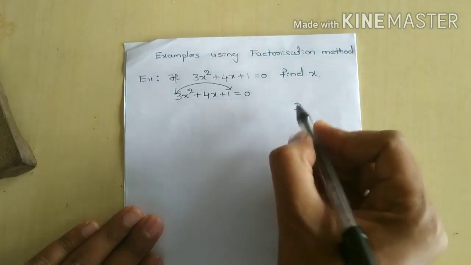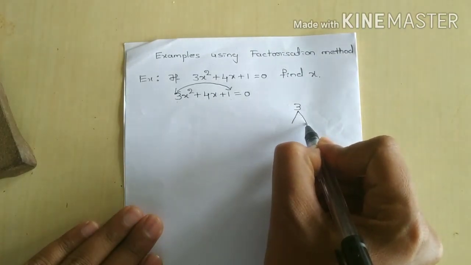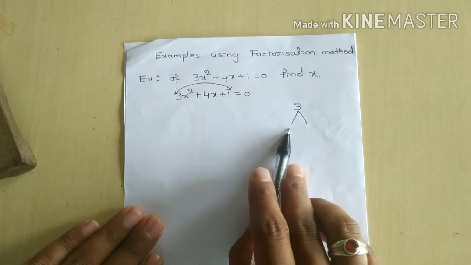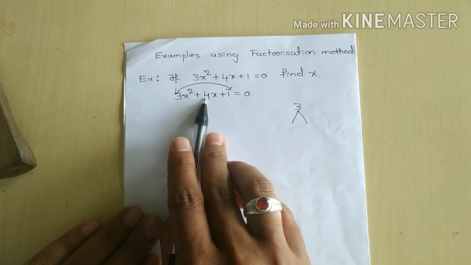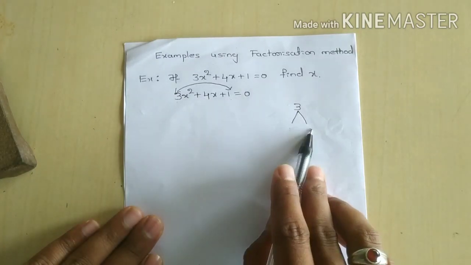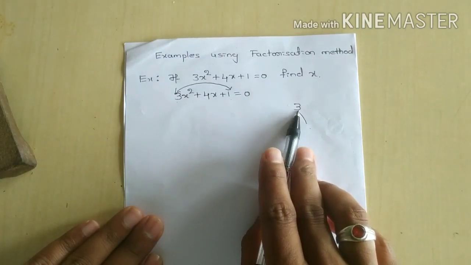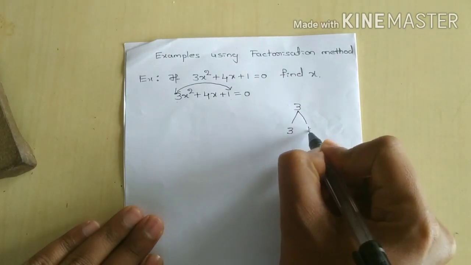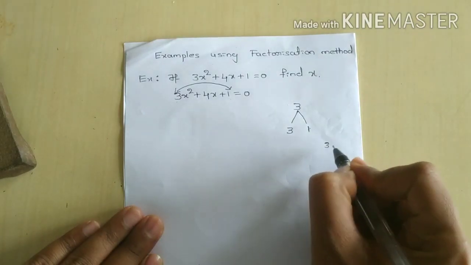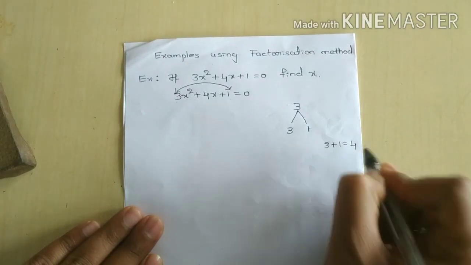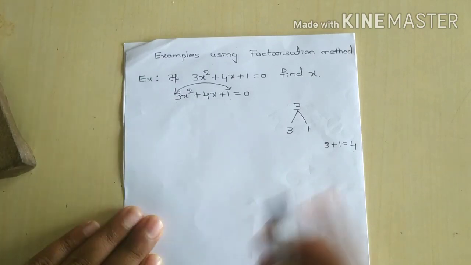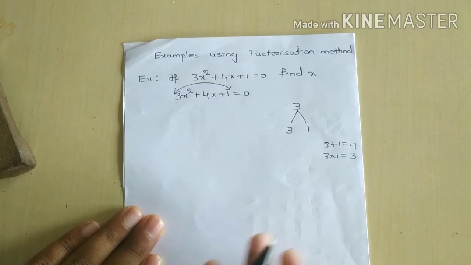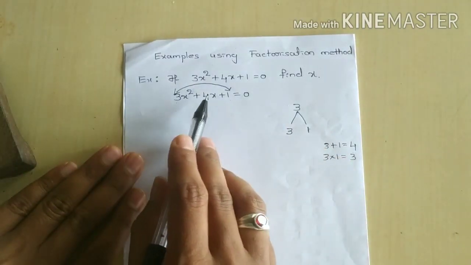Next step, split this number 3 in such a way that if you add these two numbers, you get plus 4, and if you multiply these two numbers, you get plus 3. Therefore, the numbers are 3 and 1, because 3 plus 1 is 4, which is the middle number, and 3 into 1 is 3.